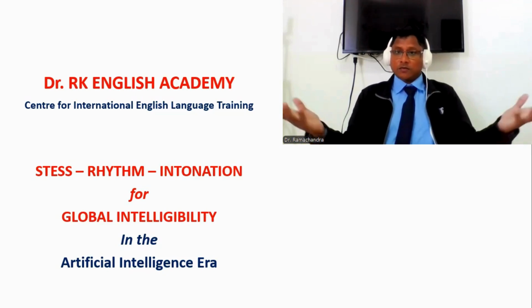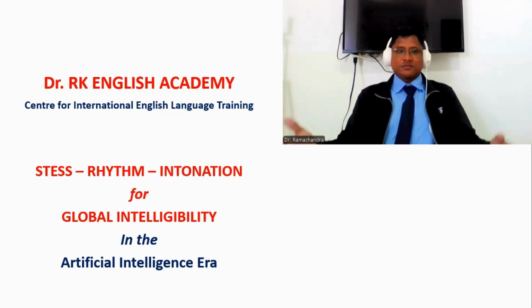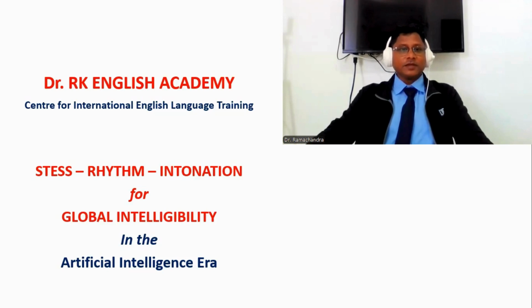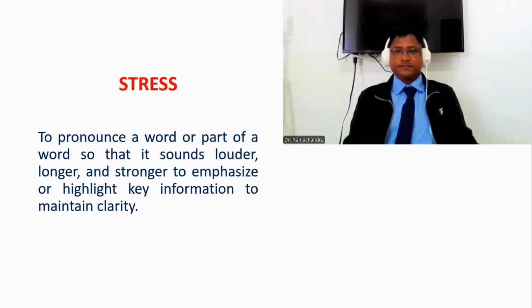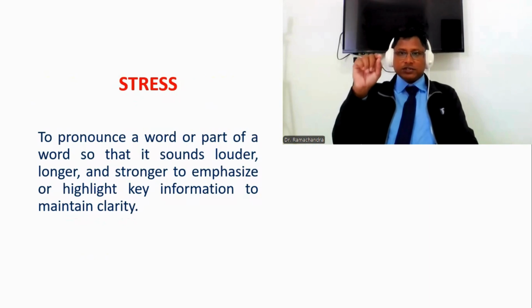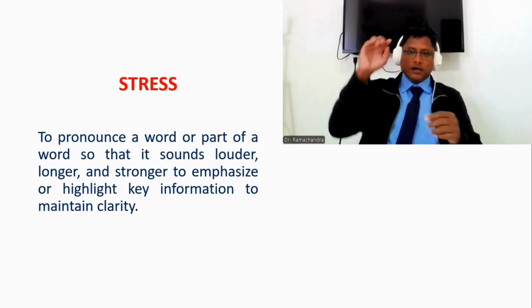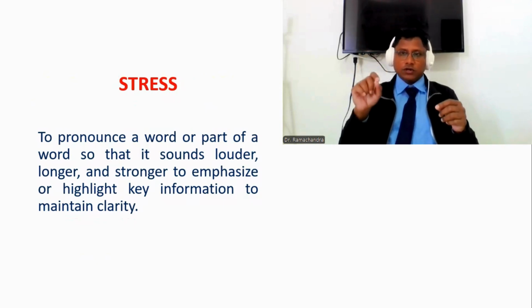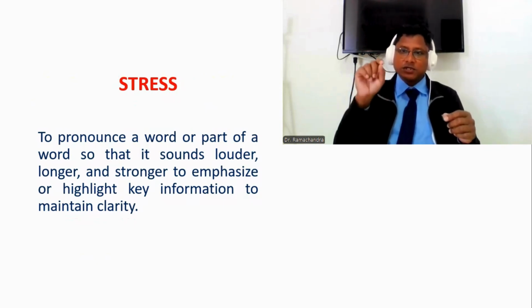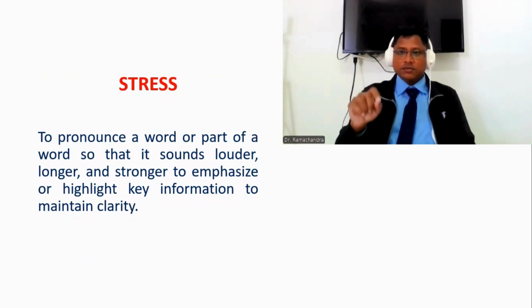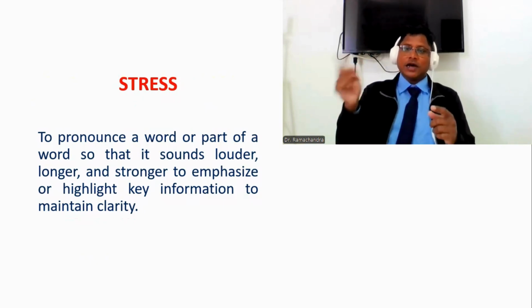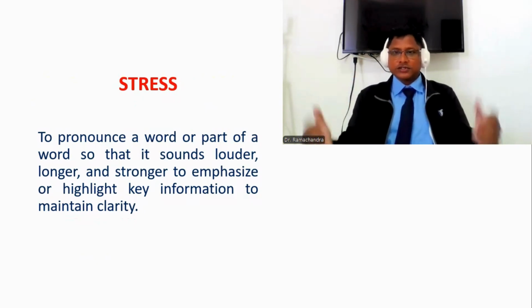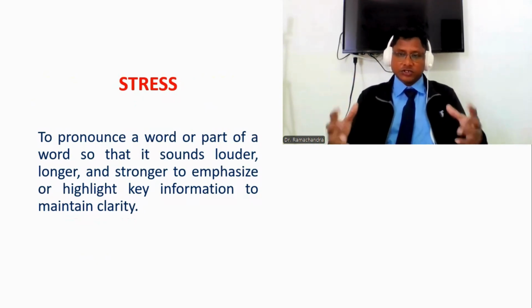But what is stress? What is rhythm? What is intonation? Now we dive into that. Now, look at the stress. Stress is when a particular part of the word is stressed. That part is called a syllable. A particular syllable is stressed. That means that syllable is stronger, louder, and longer than other syllables in the same word. That is called stress for getting clarity, for getting information.